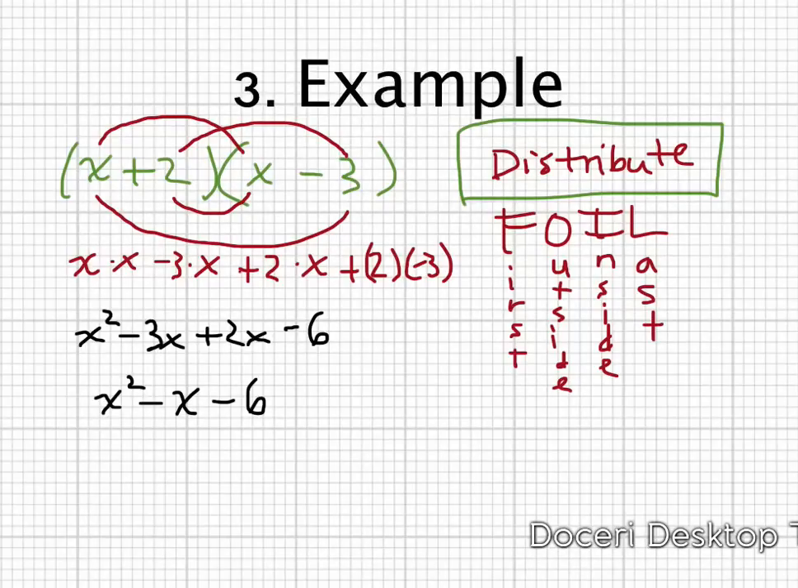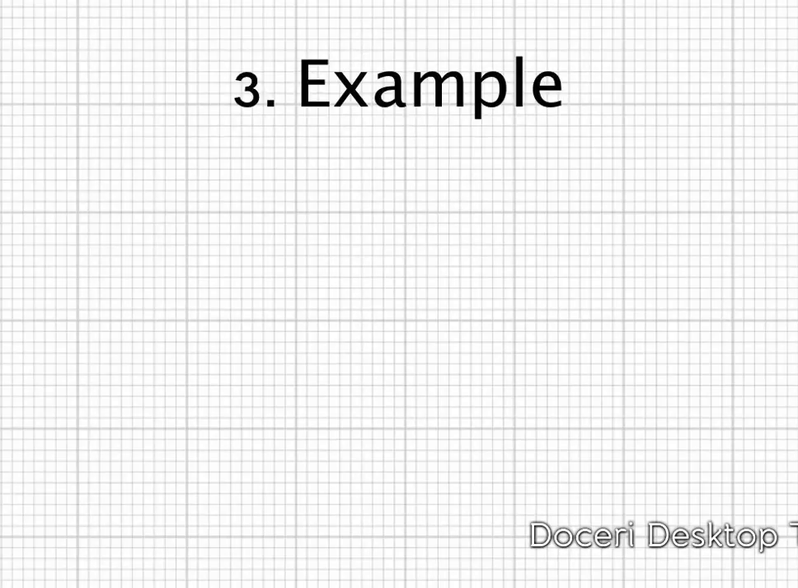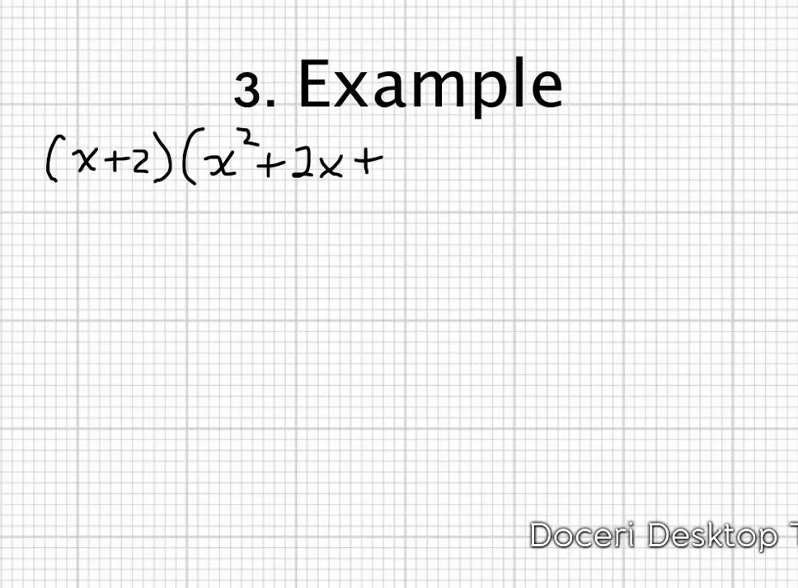And let me just show you a trinomial times a binomial. The same method applies, only now I have 3 terms in my trinomial. So let's say I have x plus 2 again, but this time I have x squared plus 2x minus 24. Okay?